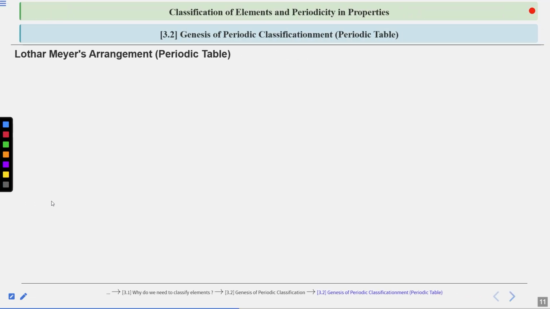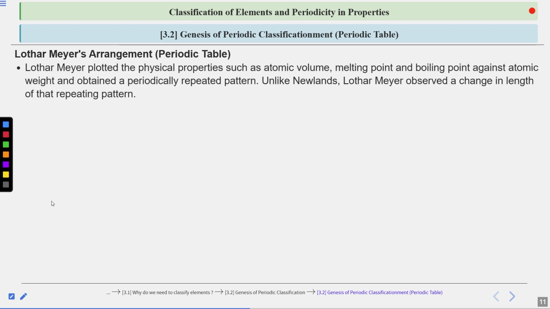Then the last is Lothar Meyer's arrangement of the periodic table. What did Lothar Meyer do? He took the atomic weights and plotted a graph between atomic weight and physical properties. That can include atomic volume, melting point, or boiling point. He plotted a graph between the atomic weight and the atomic volume. The second graph would be between atomic weight and melting point, and the third graph between atomic weight and boiling point.